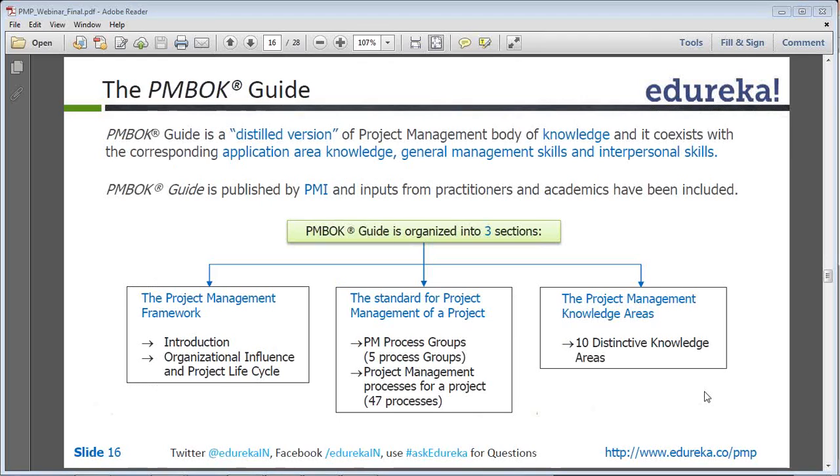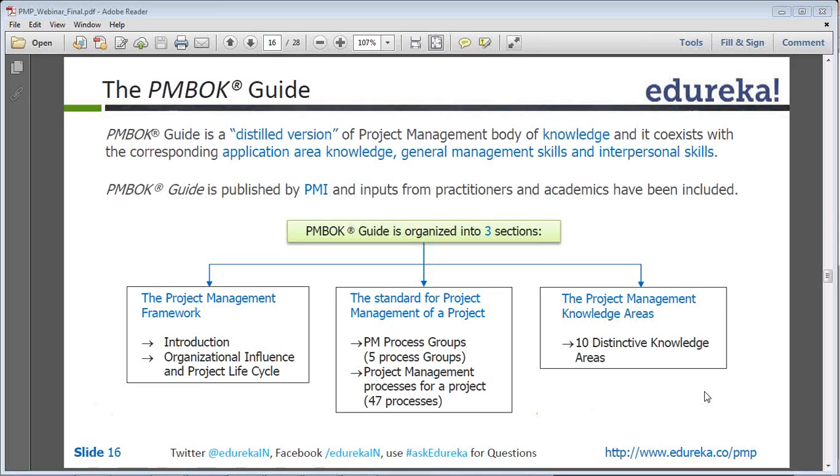Now PMBOK guide is basically a best practice guide. It is not a standard. It is not ISO 9000 kind of a standard which is mandatory to be followed. But it's a best practice which has been compiled based on thousands of projects which are being performed, both IT and non-IT together, to arrive at the best practice.